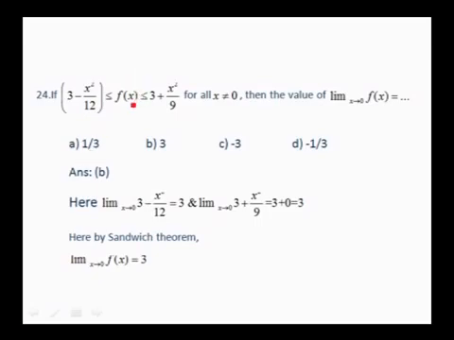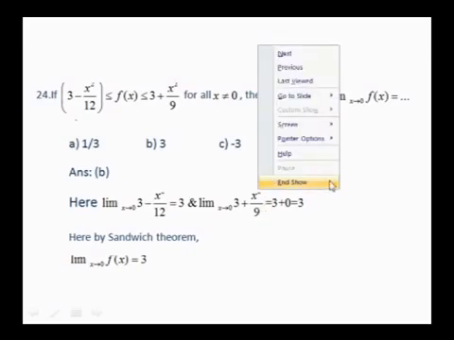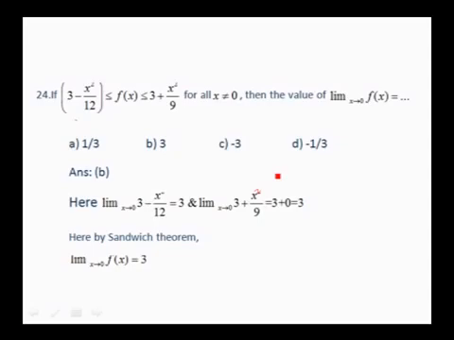if you consider limit of this 3 minus x to the power of 4 by 12 as x tends to 0, it is 3. If you consider limit of 3 plus x square by 9 as x tends to 0, that's also 3 plus 0, 3. So, this fx lies between two limits, namely 3 and 3. Since these two are same, limit of fx as x tends to 0 is also 3. That is sandwich theorem.